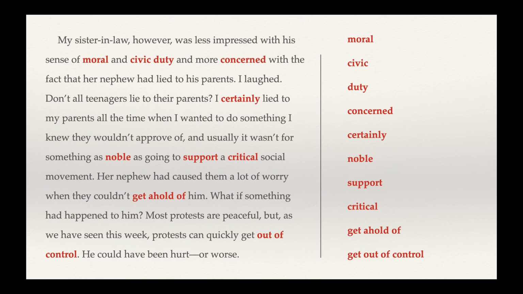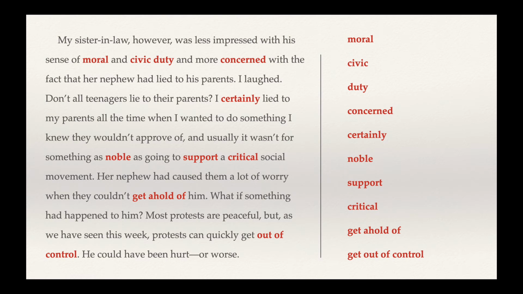So a lot of vocabulary in this paragraph as well. We first see the words moral and civic duty. You might say, wait, this looks a lot like the word civil, and you would be right, so these words are related. And moral you might know as having to do with ethics, what is right, what is wrong.